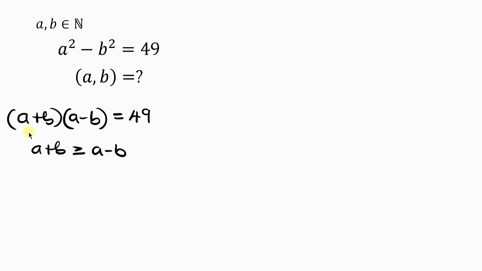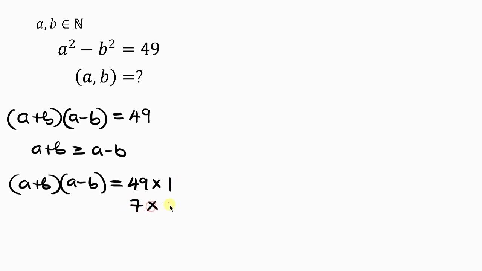Also, notice that since a and b are natural numbers, these two factors must be positive. So we are only going to focus on the positive factors of 49. So this becomes a plus b times a minus b equal to, so the positive factors of 49, we have 49 times 1, we have 7 times 7. So only the positive factors.